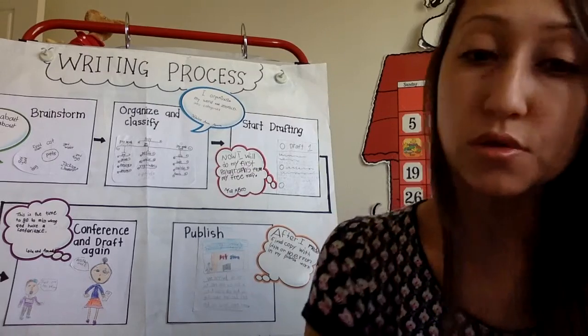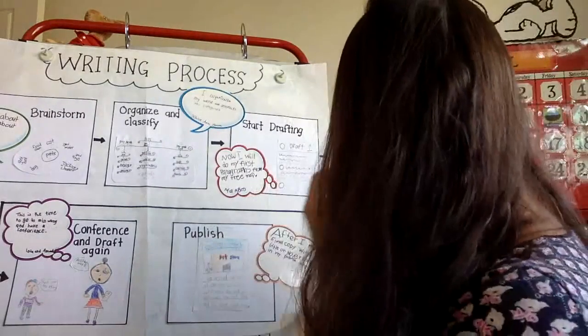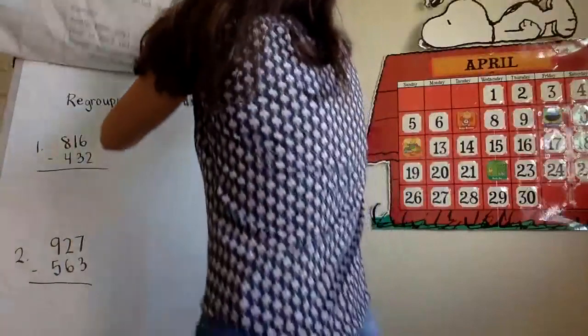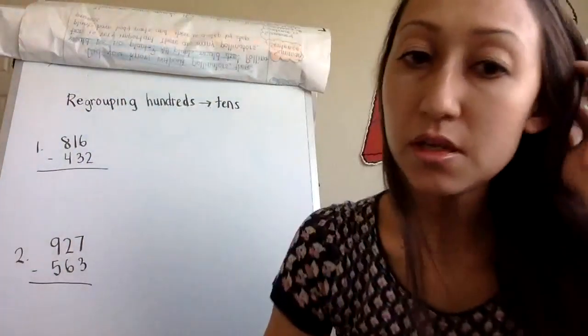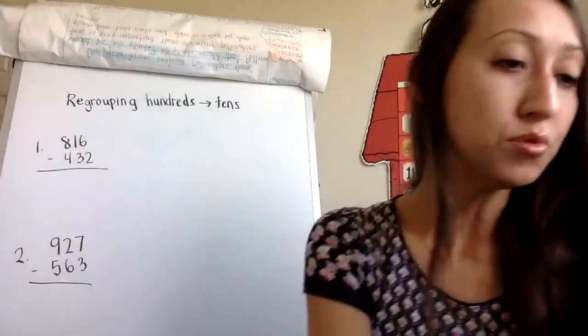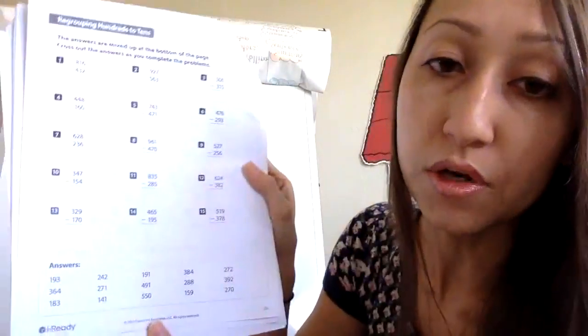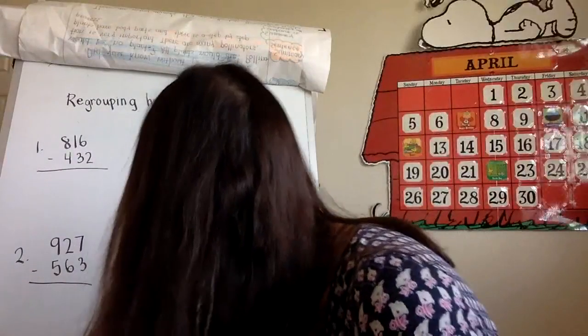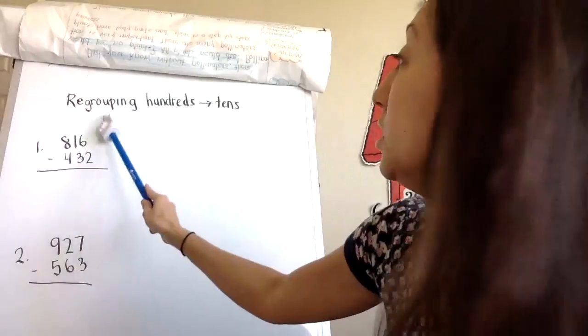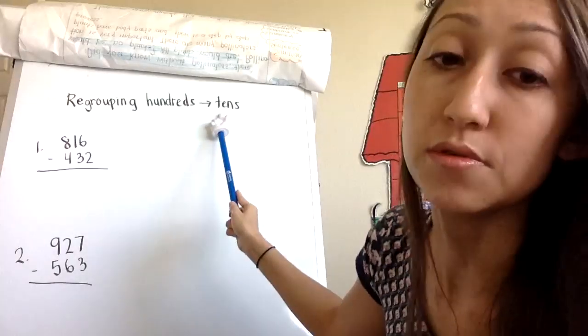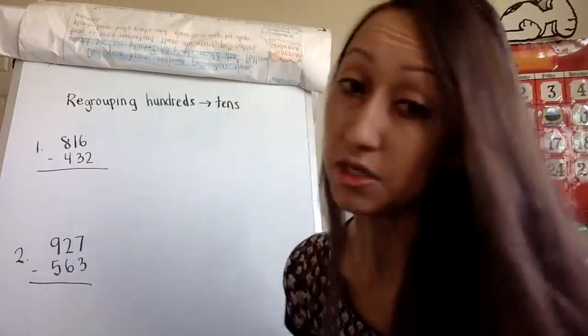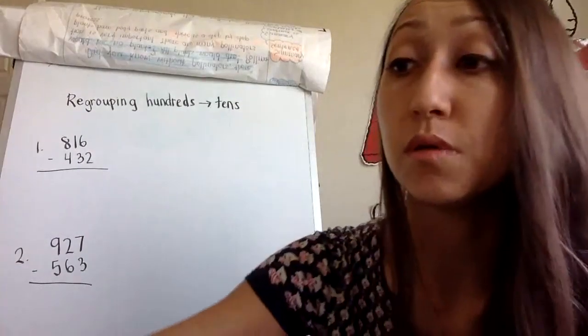You are also going to do a math assignment. Your math assignment is to do page 24 in your Math iReady packet. Today's assignment is regrouping hundreds into tens. So similar to what we did yesterday, it's a very similar process.